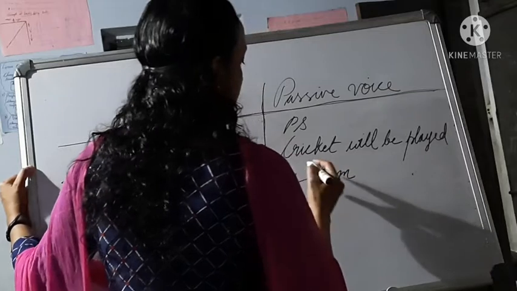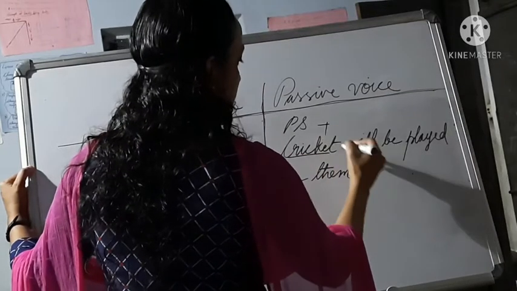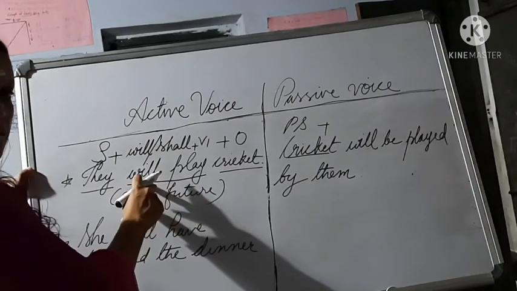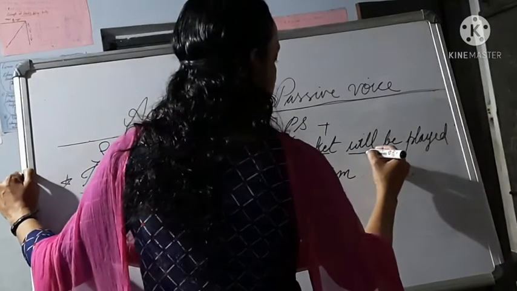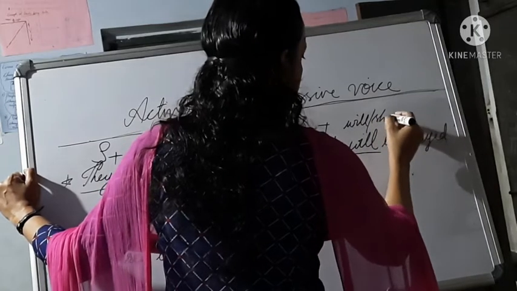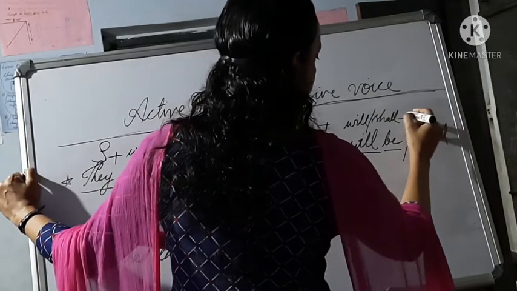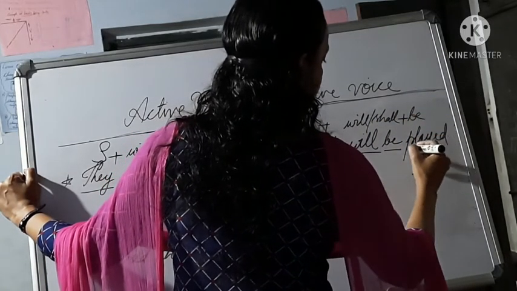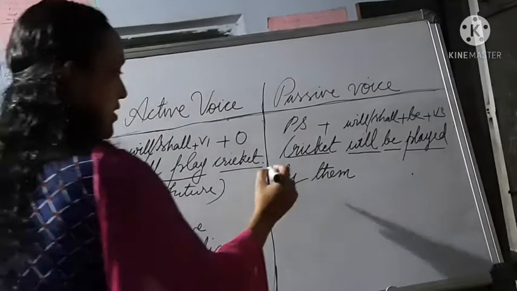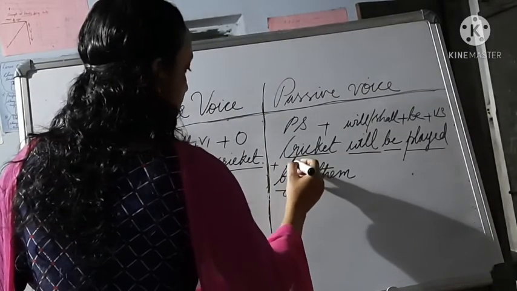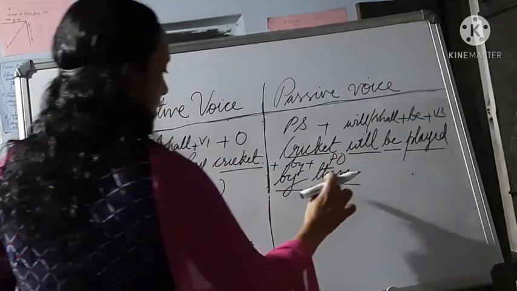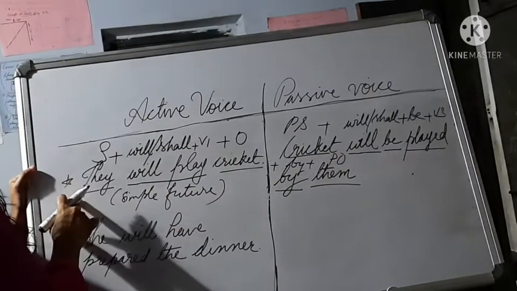So let's see. Cricket is the passive subject. Since it is in simple future, we have to use the form will or shall plus the special word be plus V3 form. In all passive voice, V3 form plus by plus passive object, and that passive object is the subject in active voice.